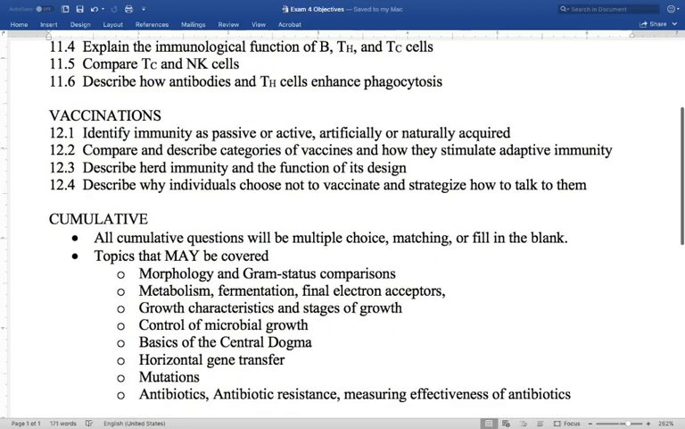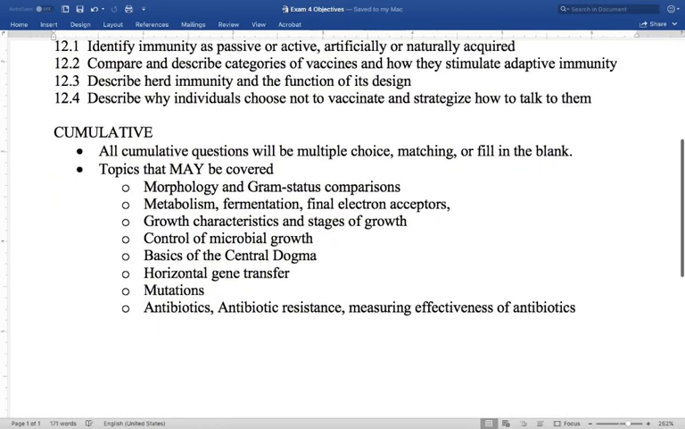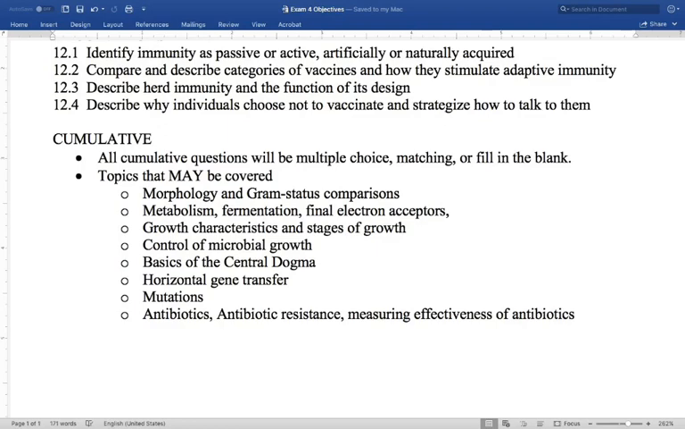Finally, I want to address what's going to be on the cumulative section and what will not be. The cumulative section will be a combination of multiple choice, matching or fill in the blank. There may be a couple of true and false questions. And this here is a list of the topics that may be covered. That can include morphology and gram status comparisons. For example, do gram-positive or gram-negative organisms have a thicker peptidoglycan? Which of them has peptidoglycan? And the answer to the first is gram-positive, and the answer to the second is both of them have it.